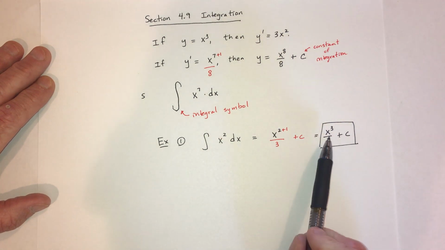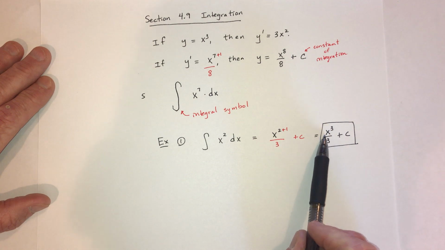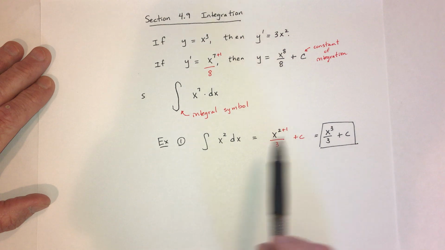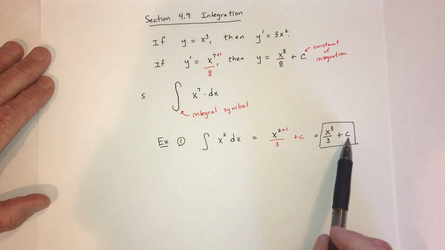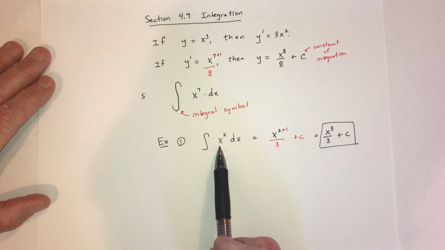And like I said, you can always check your answer, because if you take the derivative of this, the 3 goes in front, it's going to cancel that 3, subtract 1 from the exponent, you get x squared. And the derivative of a constant is 0, so that means that if you take its derivative, it's going to be x squared.